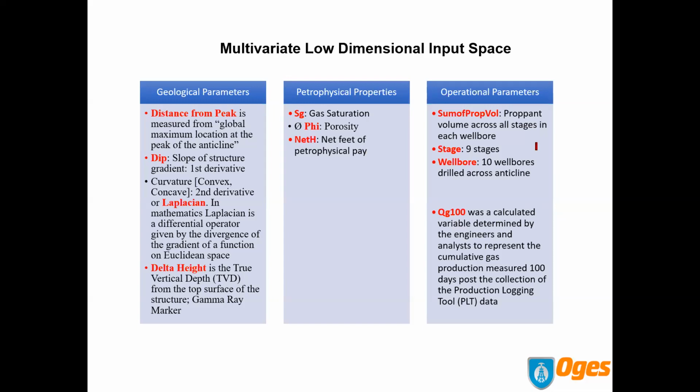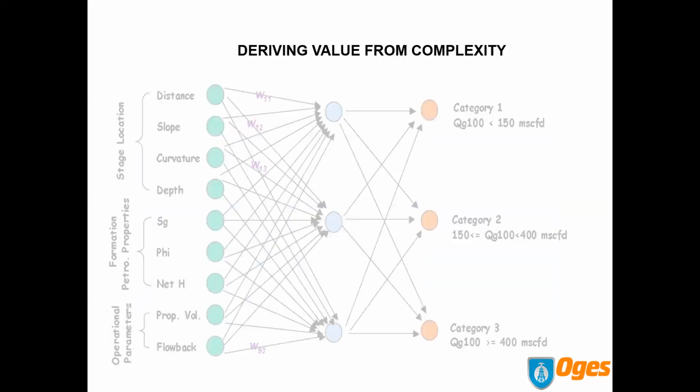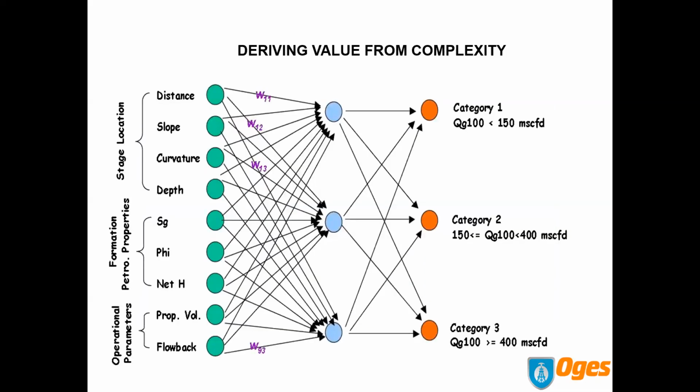So these are some of the operational parameters, because we wanted to optimize a hydraulic strategy, but we also wanted to maximize gas production. So this is deriving value from a complex interrelated heterogeneous multivariate kind of subsurface issue, especially with the different rock types we had in this anticlinal structure. So you can see on the left-hand side here all the different variables, and there aren't that many variables.